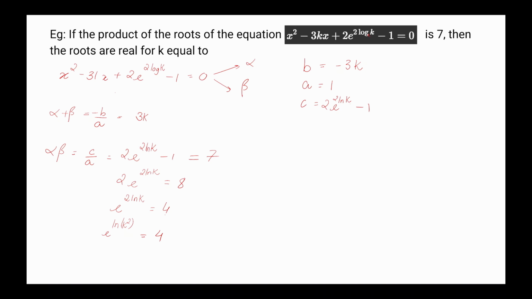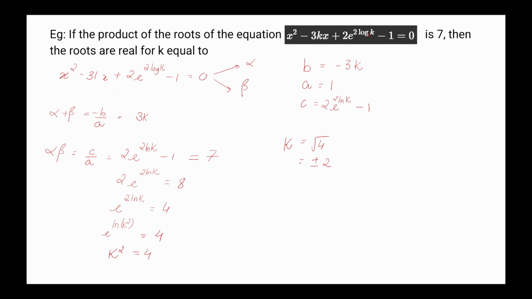Now I hope you all know that for powers, if we have e and ln, we can simply cancel. So this would become k square to the power ln e, and ln e is nothing but 1. So I can simply remove this portion. So k square becomes equal to 4. If k square is equal to 4, then k is equal to root 4. And what is root 4? Root 4 is plus minus 2. We do not know whether it is plus 2 or minus 2. That means we have gotten two values of k here.